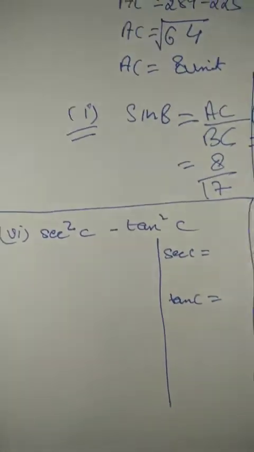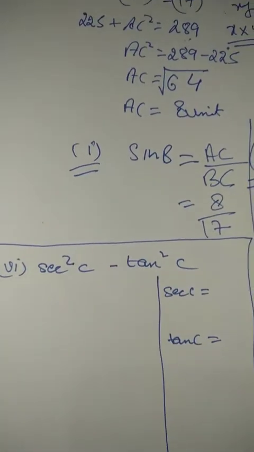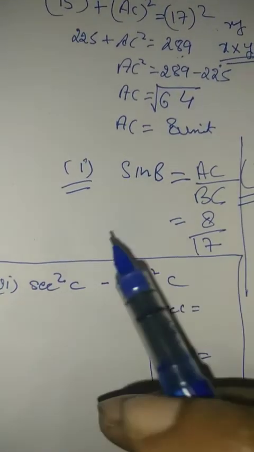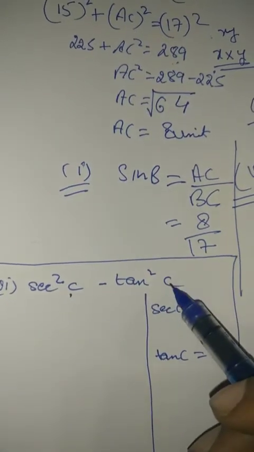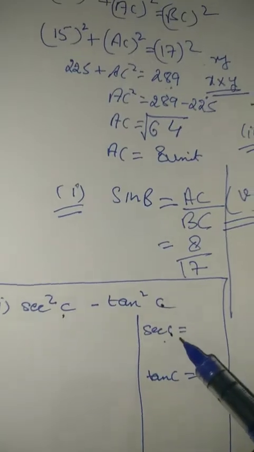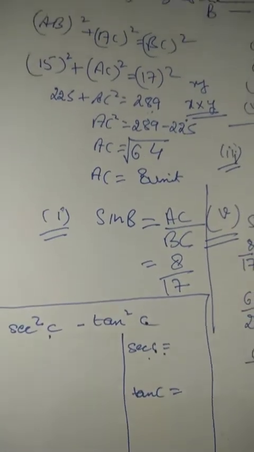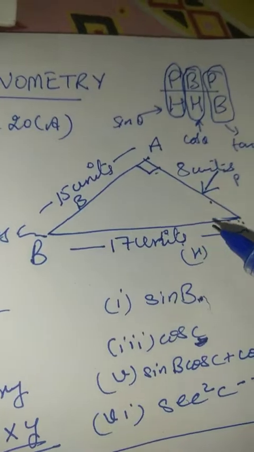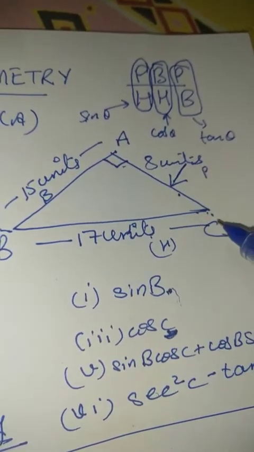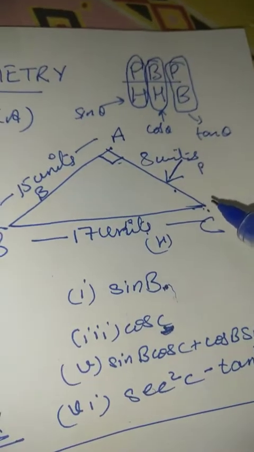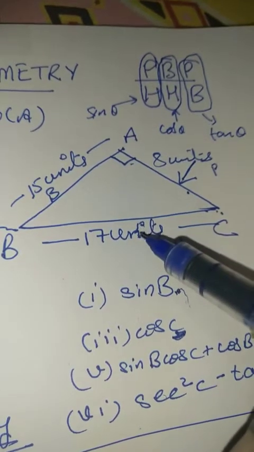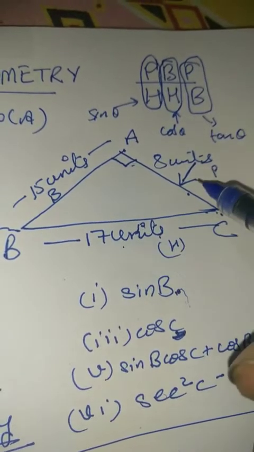Now the next part is sec square C minus tan square C, which we are supposed to calculate. In this, first of all we have to calculate the ratio of sec C and then we will have to calculate the ratio for tan C. Let's try to calculate sec C. How do we calculate? Come back to the figure. It says C, so the line onto which 90 and C are present will become the base. We know that sec is the reciprocal of cos. So if cos is base upon hypotenuse, sec C will be equal to hypotenuse upon base.